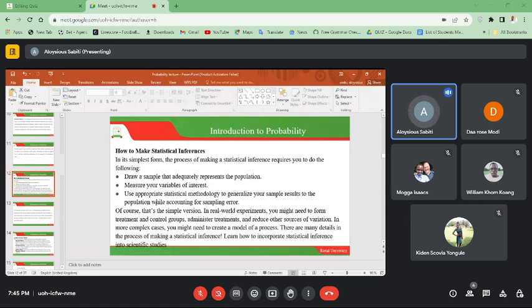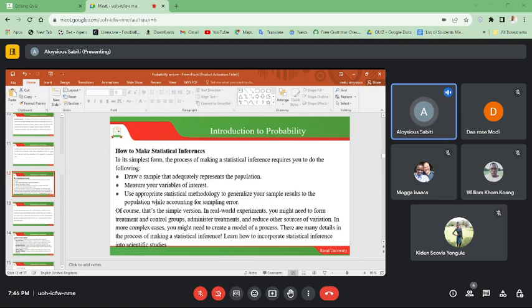So the third point is that you have to use a very appropriate statistical methodology to generalize your sample results to the population while accounting for sampling error. So you know that there is the sampling error, but here you have to use the statistical methodology that is right. We shall be looking at some of the statistical methodologies that you can use to actually do your sampling. But of course, that is just a very simple version of making statistical inferences, like I said earlier on.